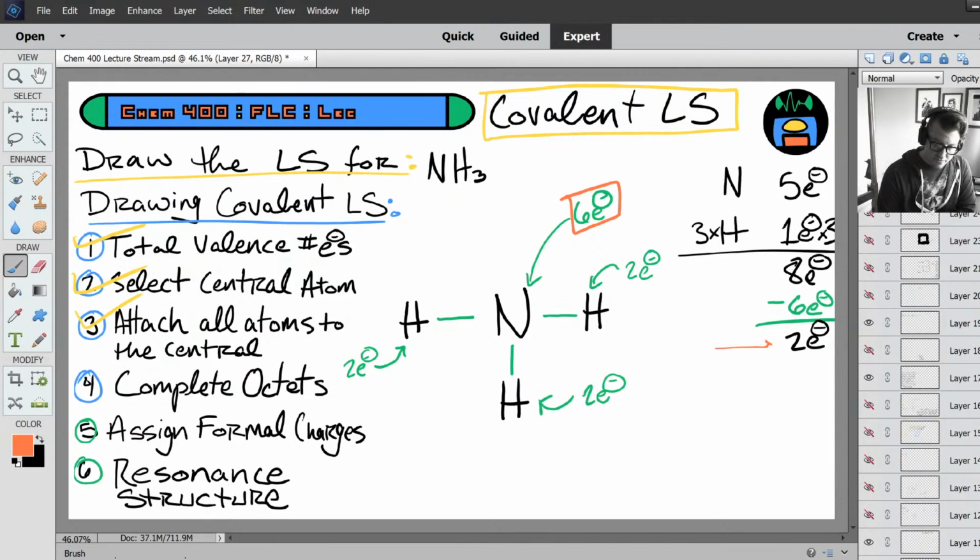But look at what we have. 2 electrons in our budget. What you need to do is take those 2 electrons that you have left in your budget, spend them, and give them to nitrogen as a lone pair. Now, nitrogen, whoops, actually, take that back. Nitrogen has 6 electrons in the form of bonds. Oh, hang on, sorry.